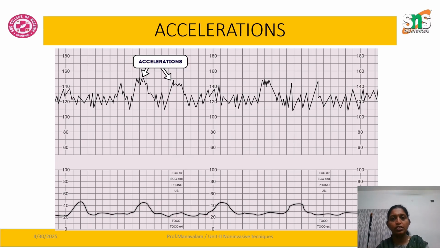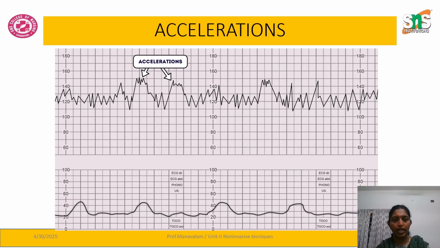In this graph sheet, acceleration is shown. As I said, the below sheet is the reading given as contraction. In this 10 minutes window period, there are two contractions. Along with the contractions, there is a variation in the above sheet. There is a variation in the fetal heart rate.